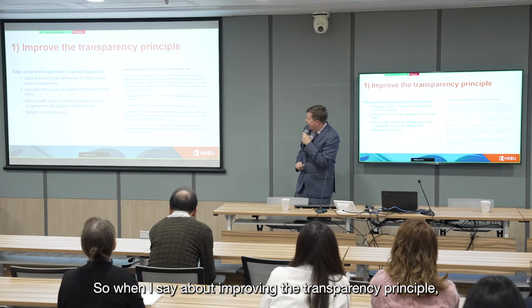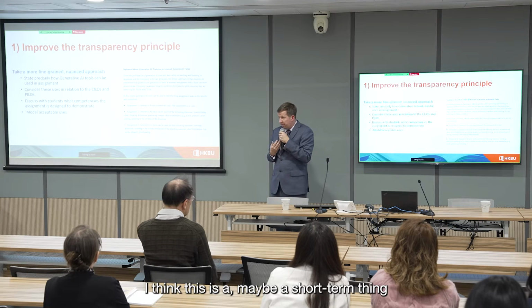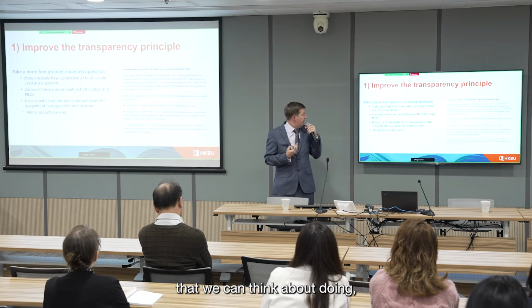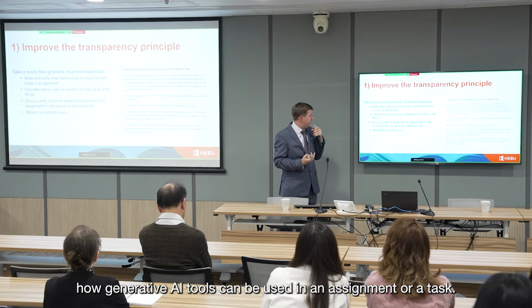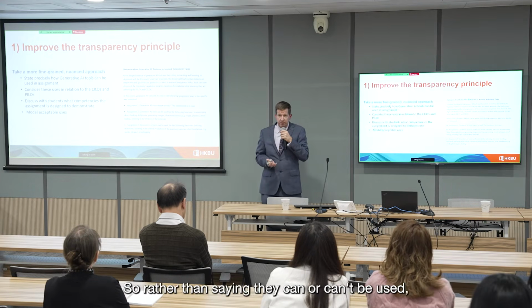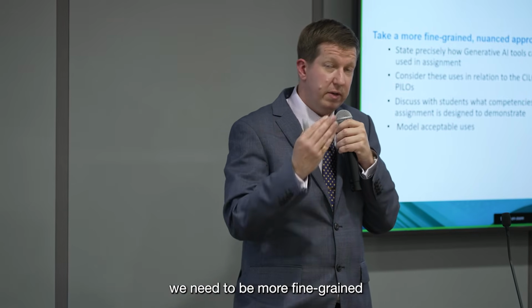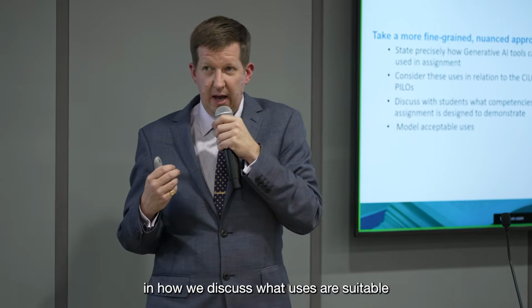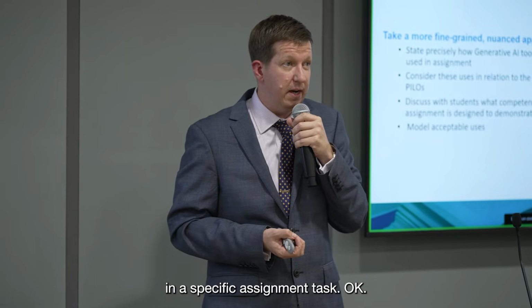Okay. So when I talk about improving the transparency principle, I think this is maybe a short-term thing that we can think about doing. One thing we can do is to state precisely how generative AI tools can be used in an assignment or a task. So rather than saying they can or can't be used, we're more fine-grained in how we discuss what uses are suitable in a specific assignment task.